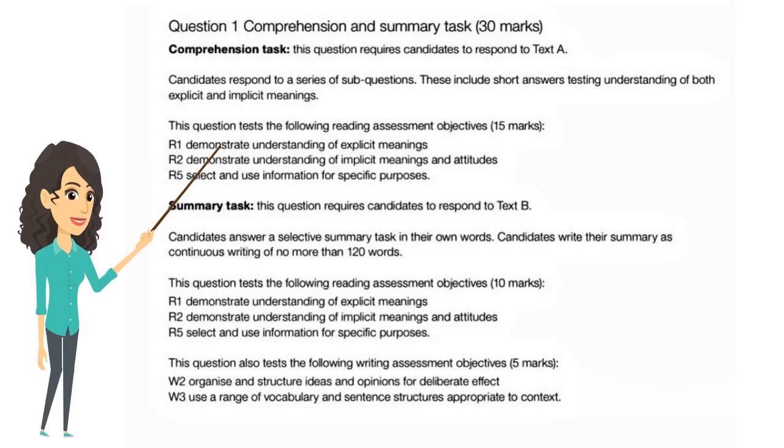Question 1 is a comprehension and summary task. You have to respond to text A with short answers, testing both explicit and implicit meanings. You should ideally spend 10 to 12 minutes on this question as it is for 15 marks. Then, you have to summarize text B in your own words in no more than 120 words. Plan for 10 minutes, write for 12 minutes, and proofread for 3 minutes. This is how you should manage your time for this 15-mark question.